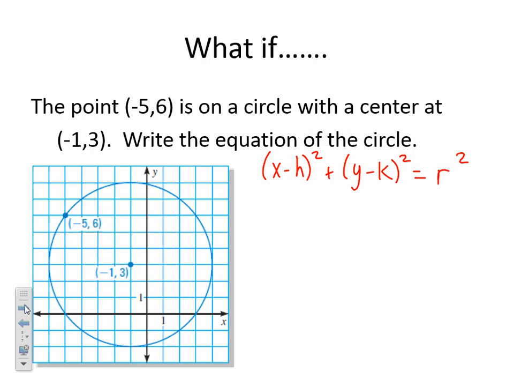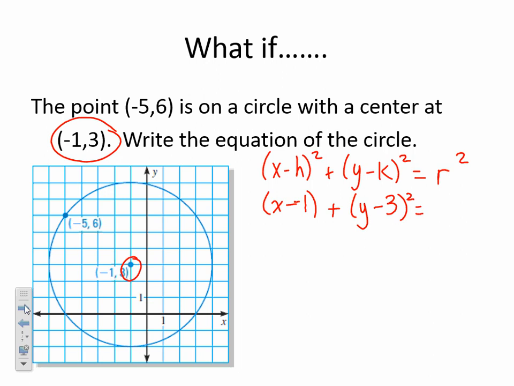And now if I look at what I need, remember h and k are the center. So the center is here in this circle or here in this list of points. So we'll go ahead and plug in. It would be x minus the h value, which is -1, plus y minus the k value, which is 3.